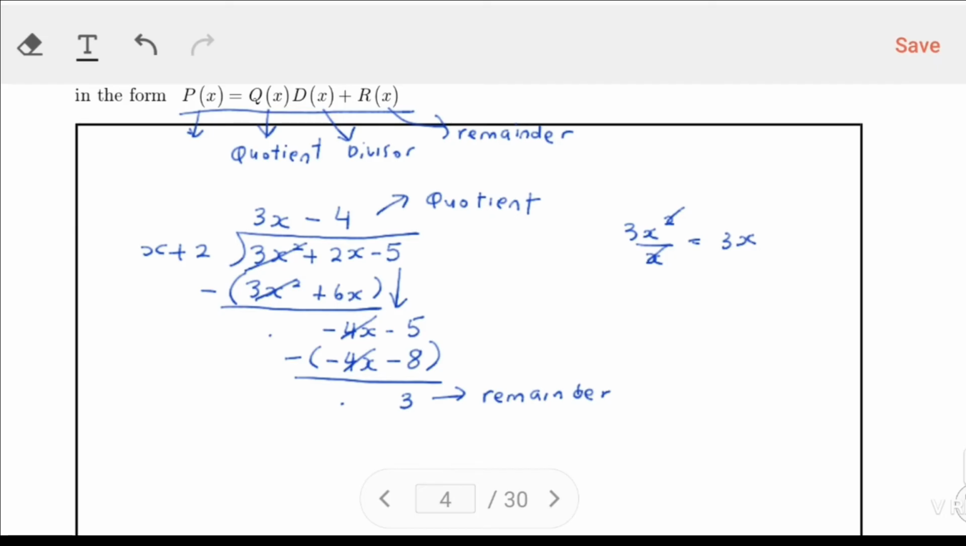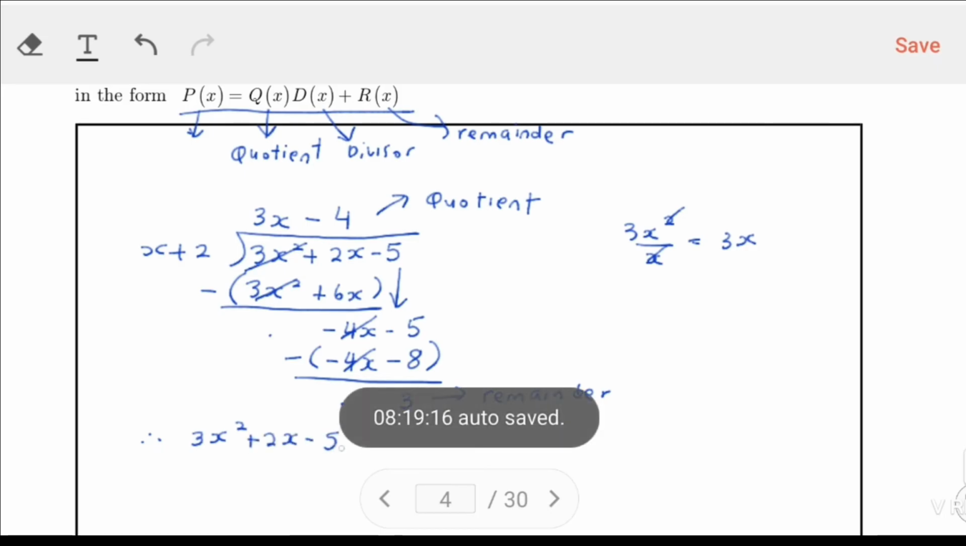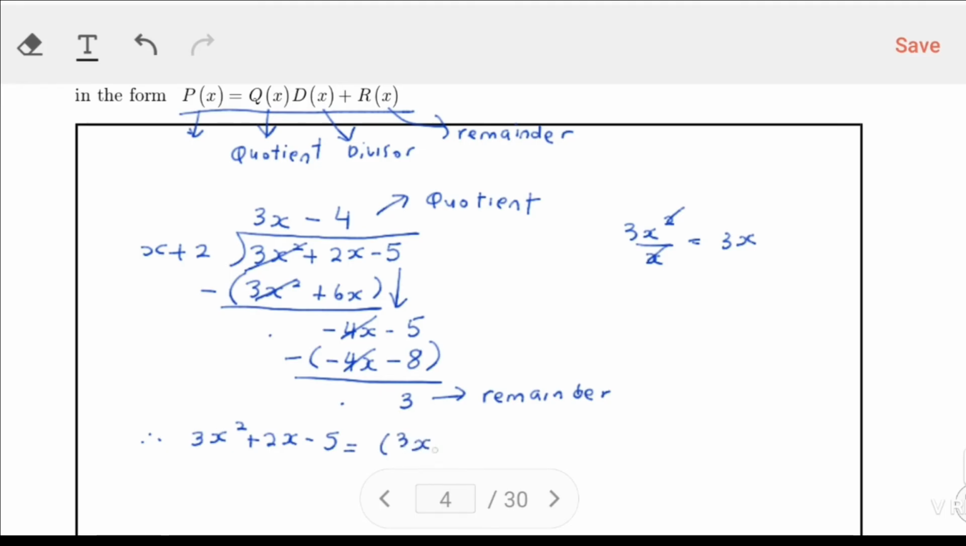Since the question asks us to specifically write our answer in this form, we have to rewrite our answer. Hence, P(x), which is 3x squared plus 2x minus 5, equals Q(x), the quotient 3x minus 4, times the divisor, which is x plus 2, plus the remainder, plus 3. So that is how we do our long division.